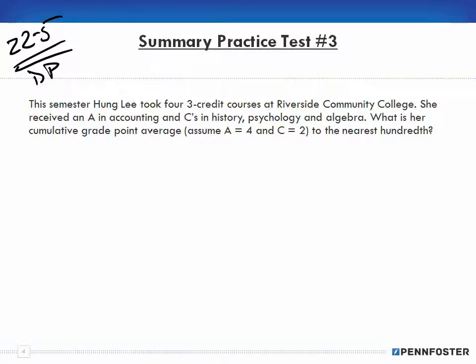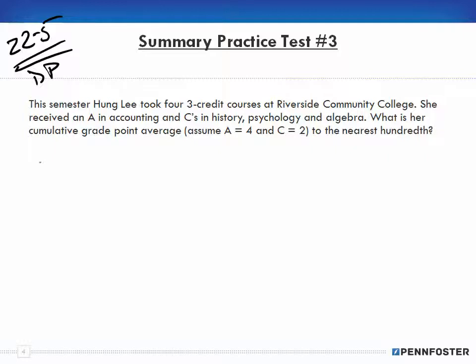It says here, Hung Lee took 4 3-credit-hour courses at Riverside Community College. She received an A in accounting and C's in history, psych, and algebra. What is her cumulative grade point average, assuming A is a 4, C is a 2, to the nearest hundredth?